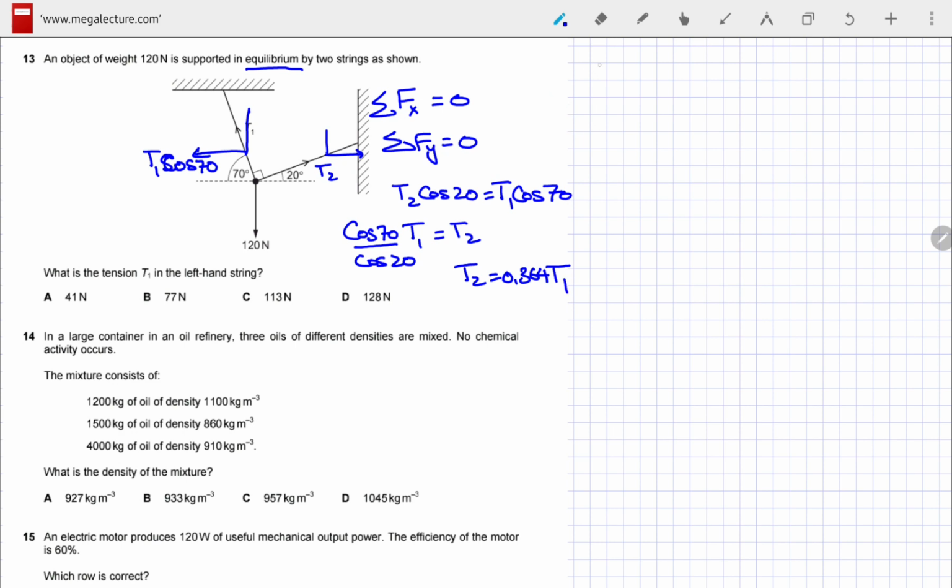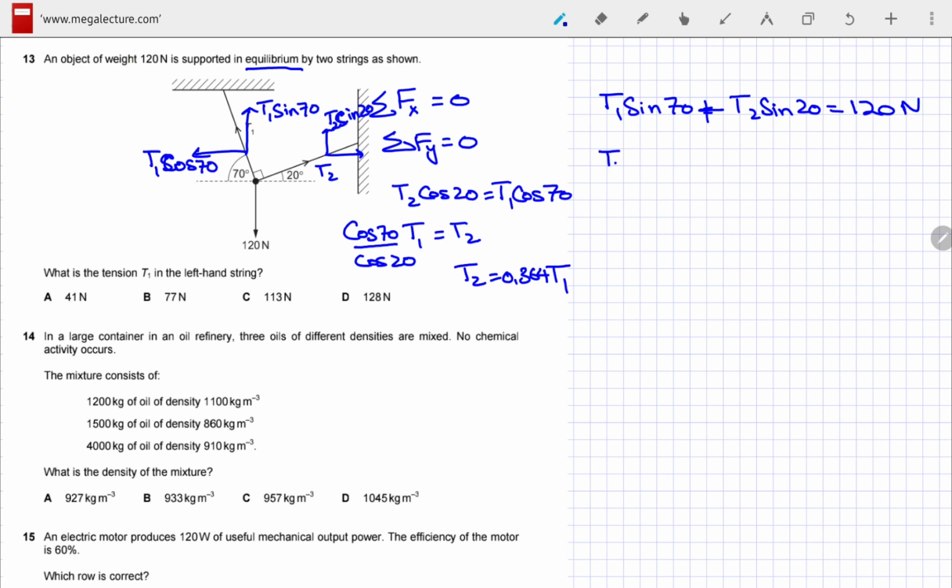Next, I can use the force balance in the y direction. I would have T1 sine 70, because this is the vertical component, and T2 sine 20 as the vertical component for T2. But you cannot just equate these two, because both of these components are in the upward direction, and then you have one in the downward direction. So I'll add these two and they would be equal to the downward component. That's T1 sine 70 plus T2 sine 20 is equal to 120 Newtons.